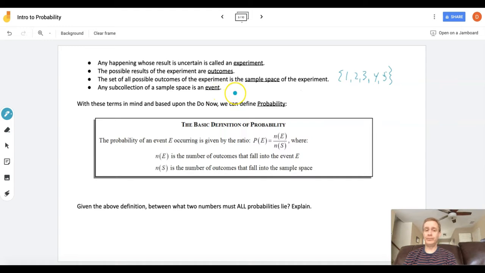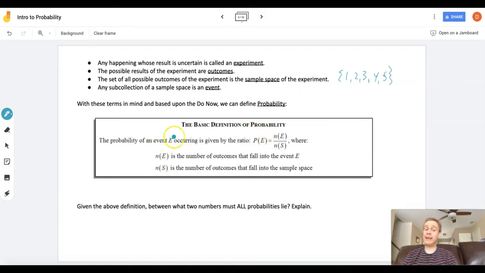So the subcollection in our example would have perhaps been getting an even number. That would be considered an event of our experiment of spinning our wheel. So with that terminology in mind, we can define somewhat rigorously a definition of probability.